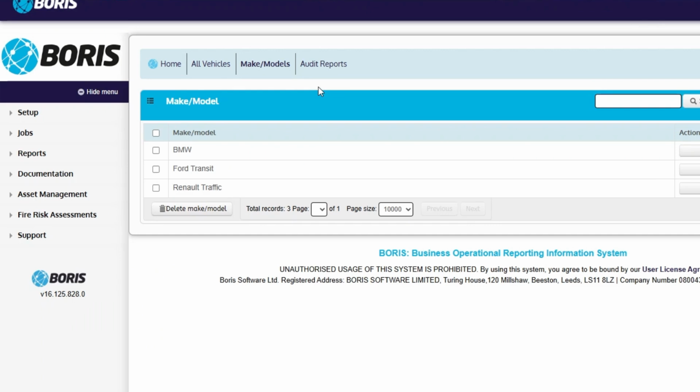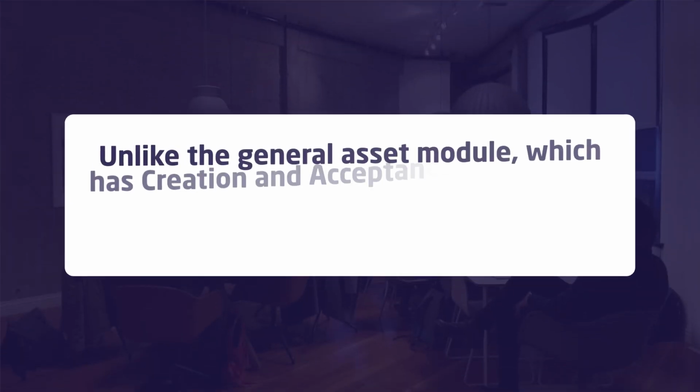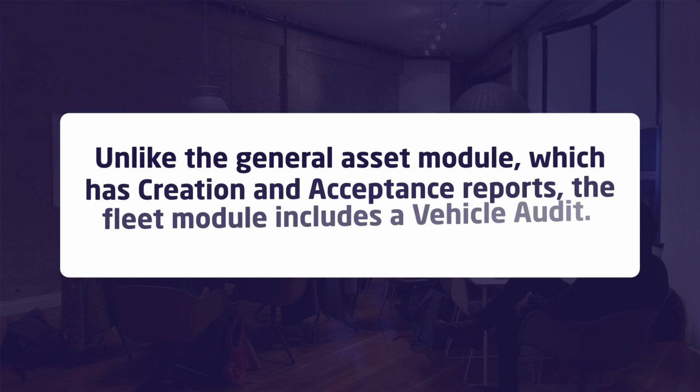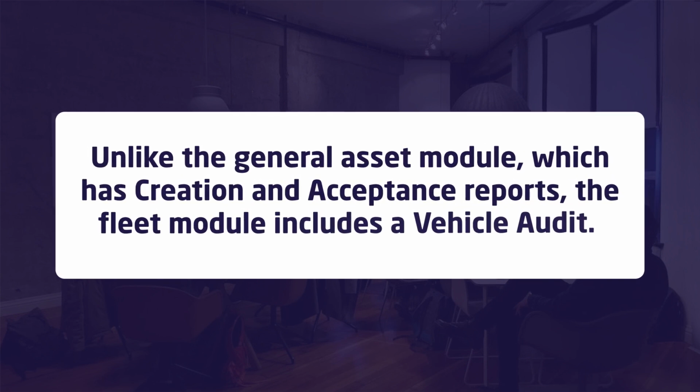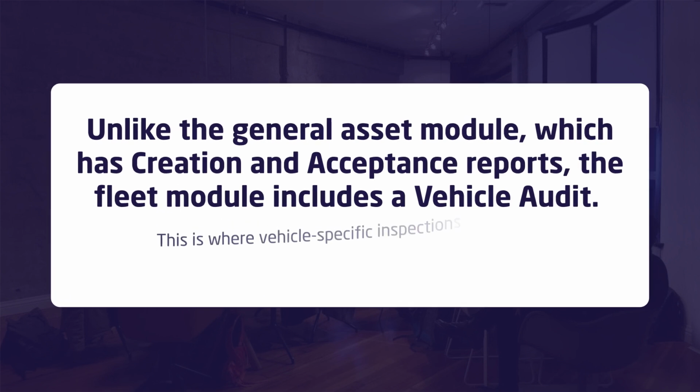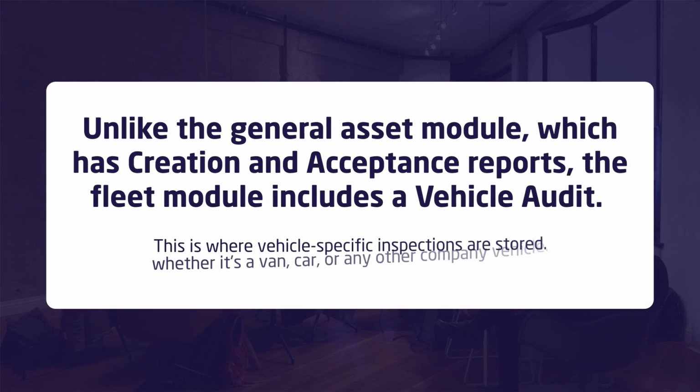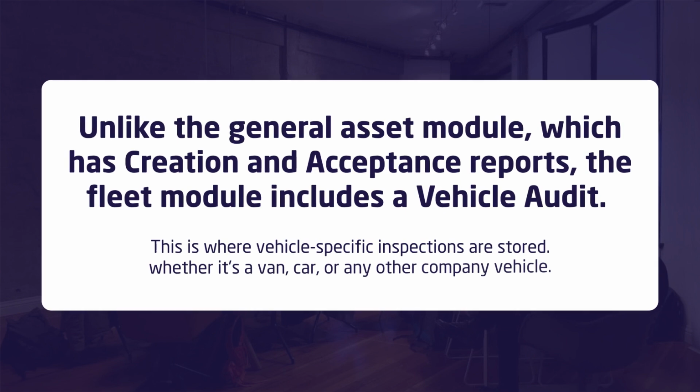You'll also notice an audit report section. Unlike the general asset module, which has creation and acceptance reports, the fleet module includes a vehicle audit. This is where vehicle-specific inspections are stored, whether it's a van, car, or any other company vehicle.